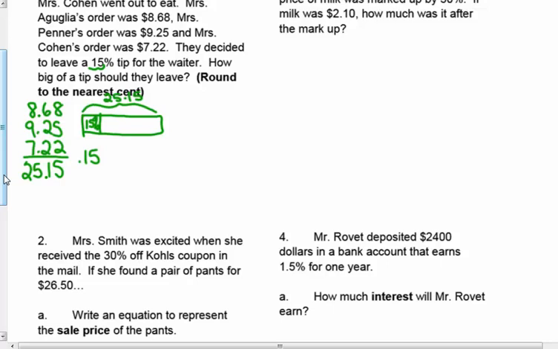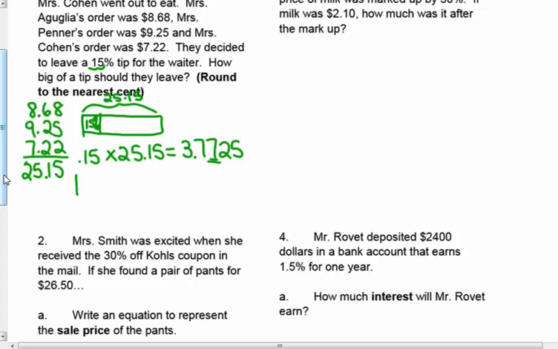15% of $25.15 would leave a tip of $3.77. Well, if you keep multiplying, it comes out to be 3 and 7,725 ten-thousandths. Round to the nearest cent. Well, the cent is the hundredths place, which would give you $3.77. And yes, I am going to label these.